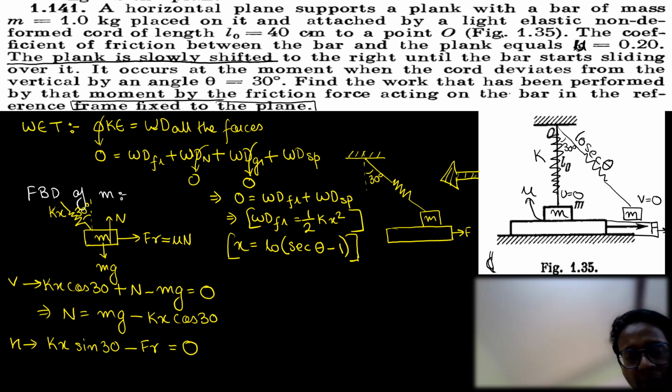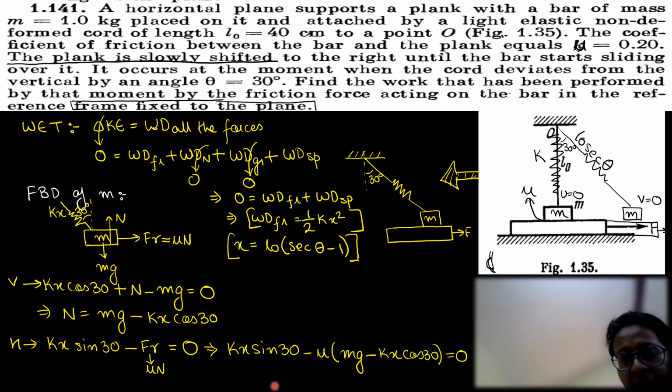Okay, so out here, what is the value of friction force? Mu into N. And what is the value of N? mg minus kx cos 30. So if I rewrite this equation, I'll get kx sin 30 minus mu into, what is the value of N? The value of N is mg minus kx cos 30, is equal to 0.